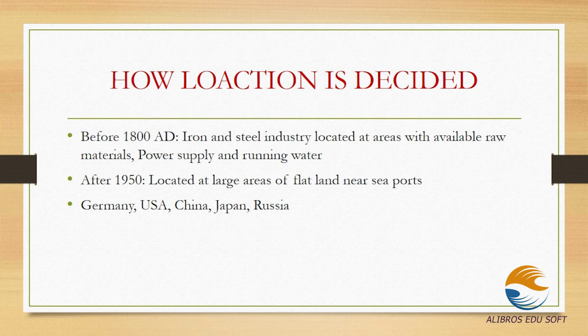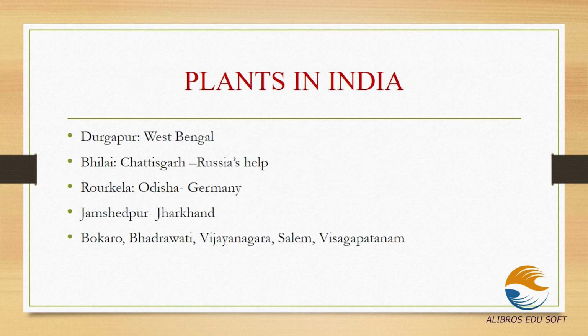Iron and steel industries are located in different countries in the world. For example, Germany, USA, China, Japan and Russia. In India, iron and steel industries are seen in different regions of the country. First one is Bhilai. The Bhilai iron and steel industry is seen in Chhattisgarh. It was constructed with the help of Russia, or the Soviet Union.